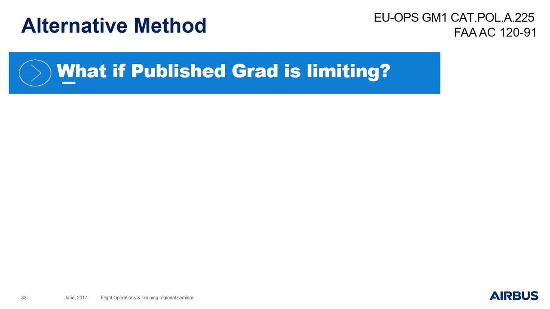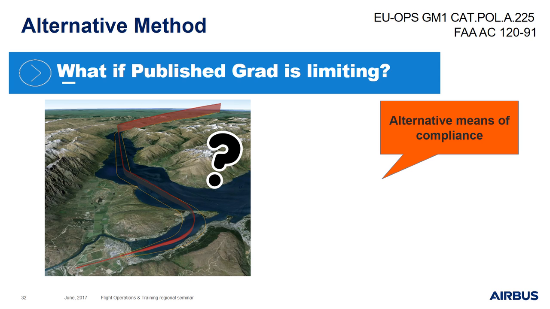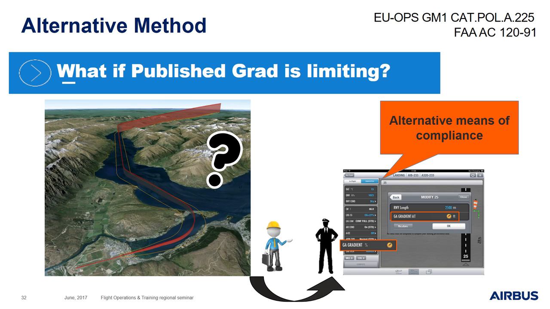But what if the published gradient is still limiting even when using the average gradient method? As mentioned previously, the regulation gives the possibility to define an alternative means of compliance. The way to define this alternative procedure is not detailed in EASA or FAA regulations. But some local regulations, including the FAA, recommend checking obstacle clearance following takeoff criteria with a net flight path. As obstacles cannot be inserted directly into FlySmart for go-around, it is the job of the performance engineer today to determine the go-around gradient at altitude to be inserted into FlySmart and to communicate them to the flight crew.